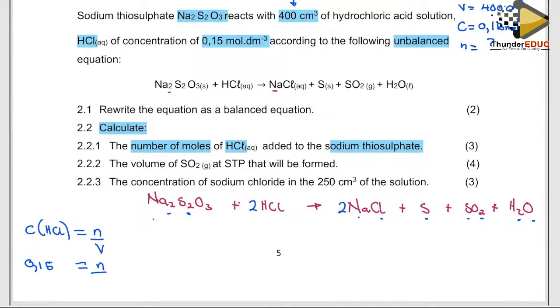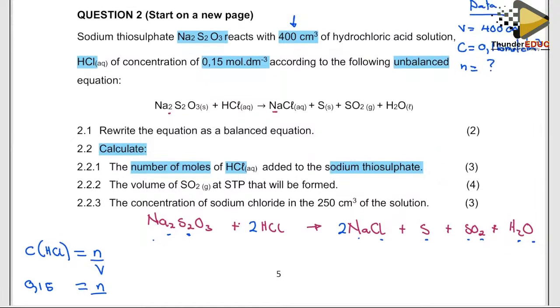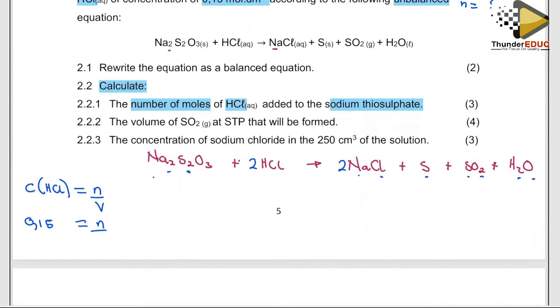But take note of this volume there that is given. So this volume here is in cubic centimeters, but the units of measurement should be in dm cubed. So for me to convert that 400 to dm cubed, I'm going to say 400 divided by 1,000. So if I divide there, I'm going to get a value of 0.4. So 400 divided by 1,000 is equivalent to 0.4. Then we are going to proceed to say all over 0.4.